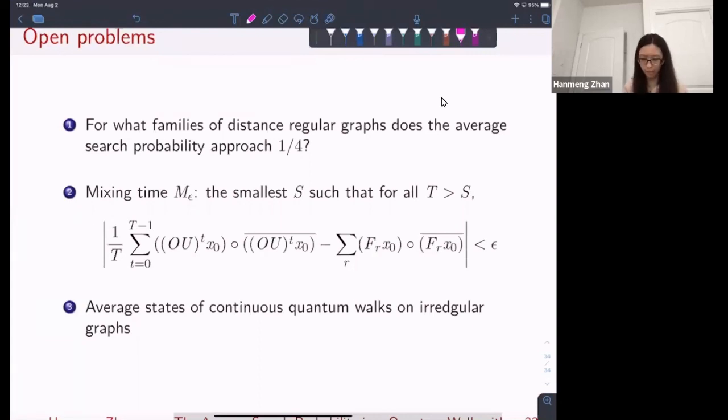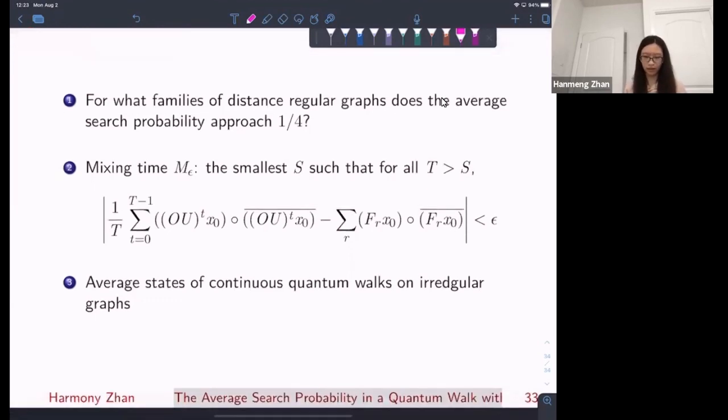But a relevant question is, some of our techniques also generalize to graphs that are not distance regular, but just lie in the Bose-Mesner algebra of an association scheme. So what can we say if you take, let's say, the second distance graph of a DRG?